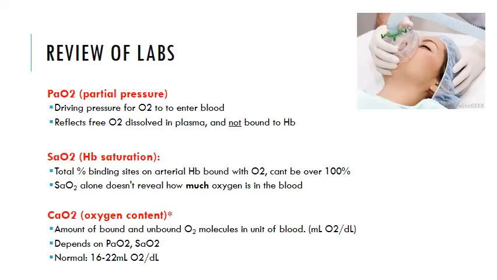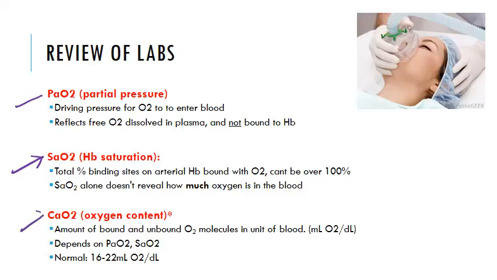Here's a quick review of the 3 essential labs that we've talked about before. Partial pressure of oxygen is consistent with unbound oxygen in the blood. This is oxygen that's been dissolved in the plasma. Oxygen saturation, or SaO2, is the percent of binding sites on an arterial hemoglobin bound with oxygen. This level cannot go over 100%. Pulse oximetry is an indirect measurement of this test.